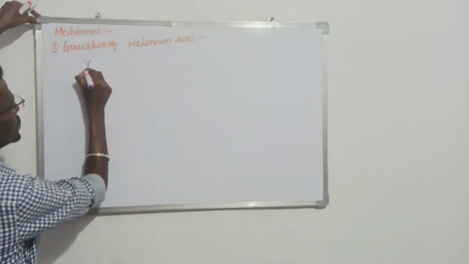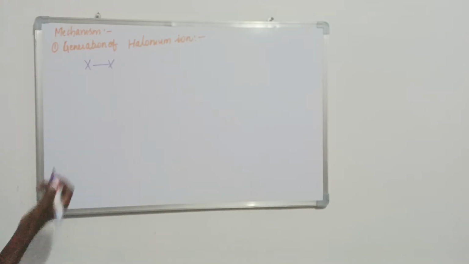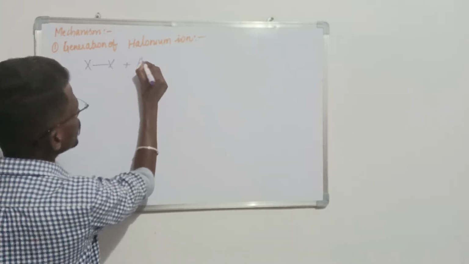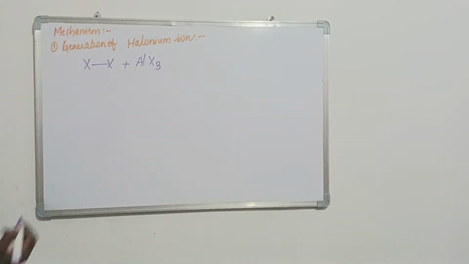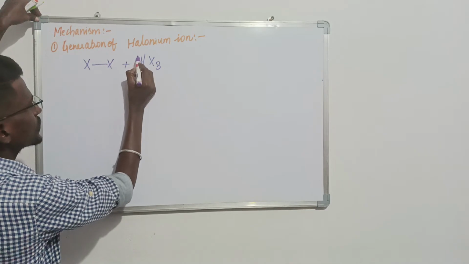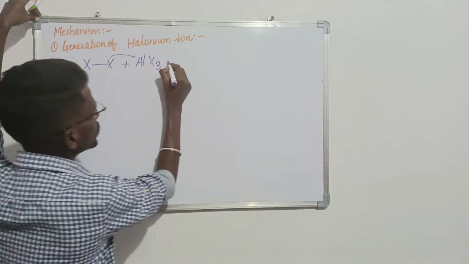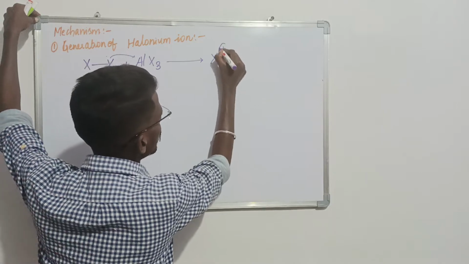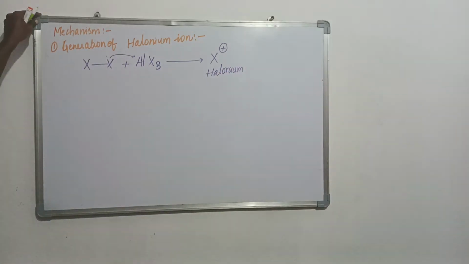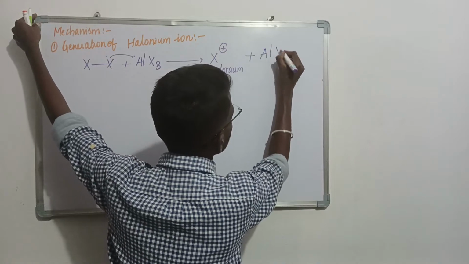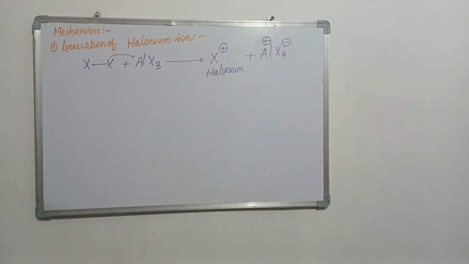So these halogens undergo dissociation in the presence of AlX3. The electronegative atom is captured by AlX3, and it is converted into X plus ion, that is the halonium ion, and AlX4 minus. This halonium ion will be formed.